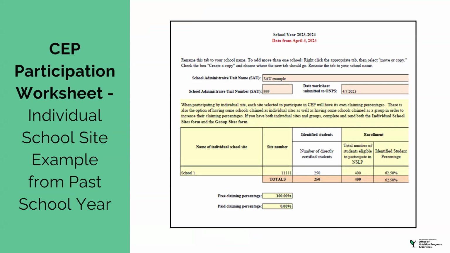So here is an example from a past school year of an individual school site worksheet. As you can see here, one school is entered into the worksheet, and this example school has an ISP of 62.5. So they hit that sweet spot, resulting in 100% of meals being reimbursed at the federal free rate.